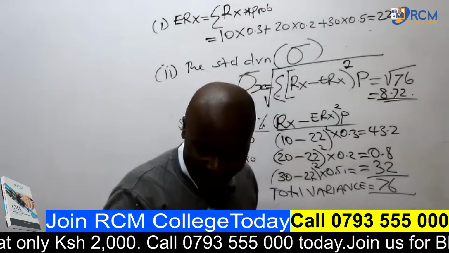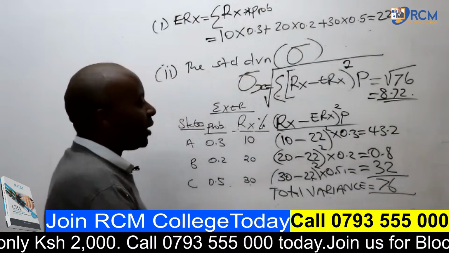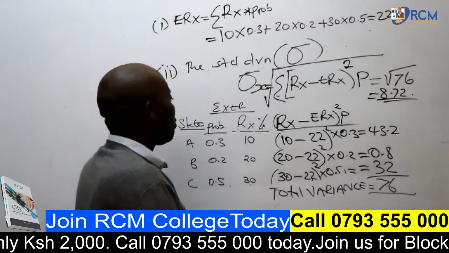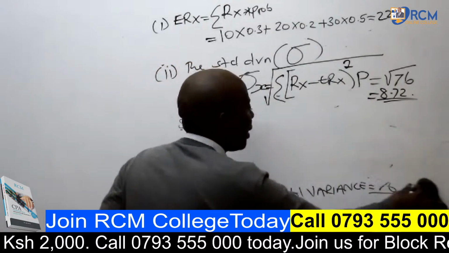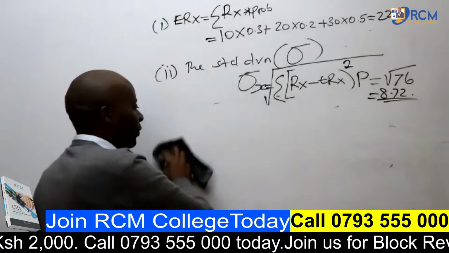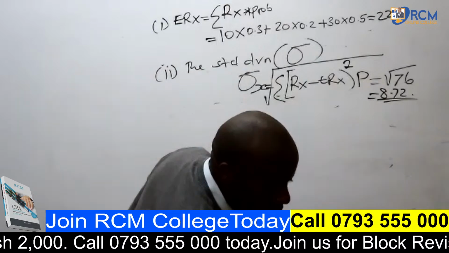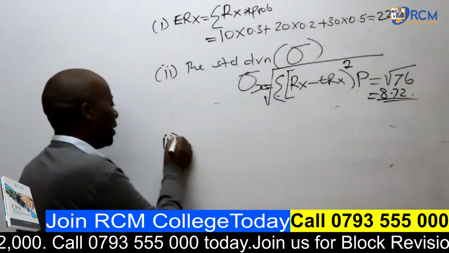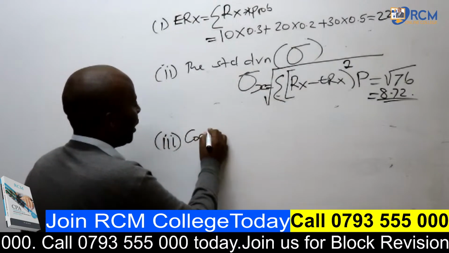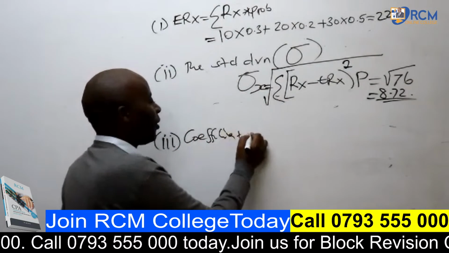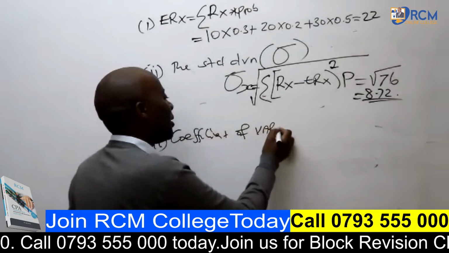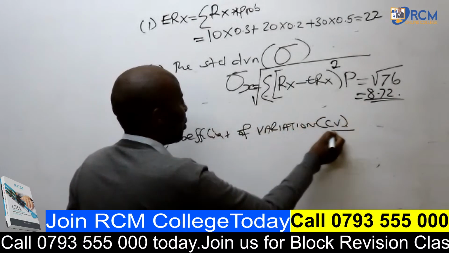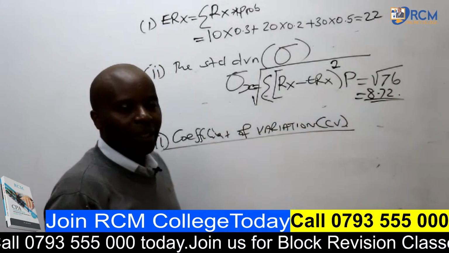Let's continue. Now, ladies and gentlemen, we have been able to get the standard deviation. Once you give me the standard deviation, the next thing will be for us to get number 3, the coefficient of variation, popularly called CV.